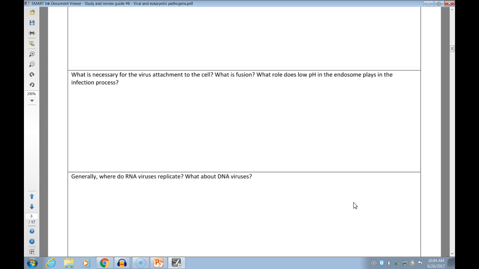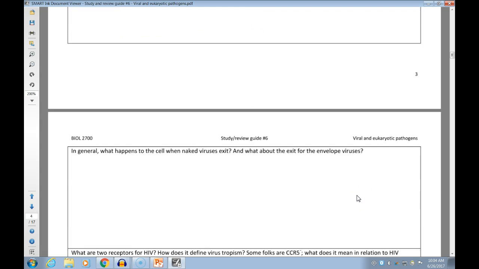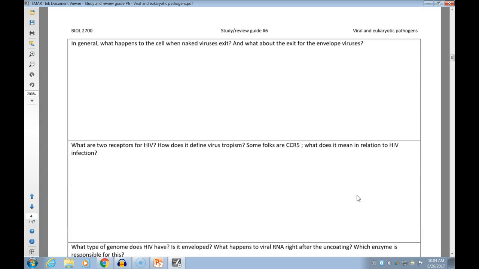Where do RNA viruses replicate? Generally, where? Cytoplasm. DNA viruses? Generally, nucleus. Why? Because they need replication machinery. Naked virus exits, cell lyses. Enveloped virus exits, cell doesn't lyse immediately. Does that make sense? Am I clear?